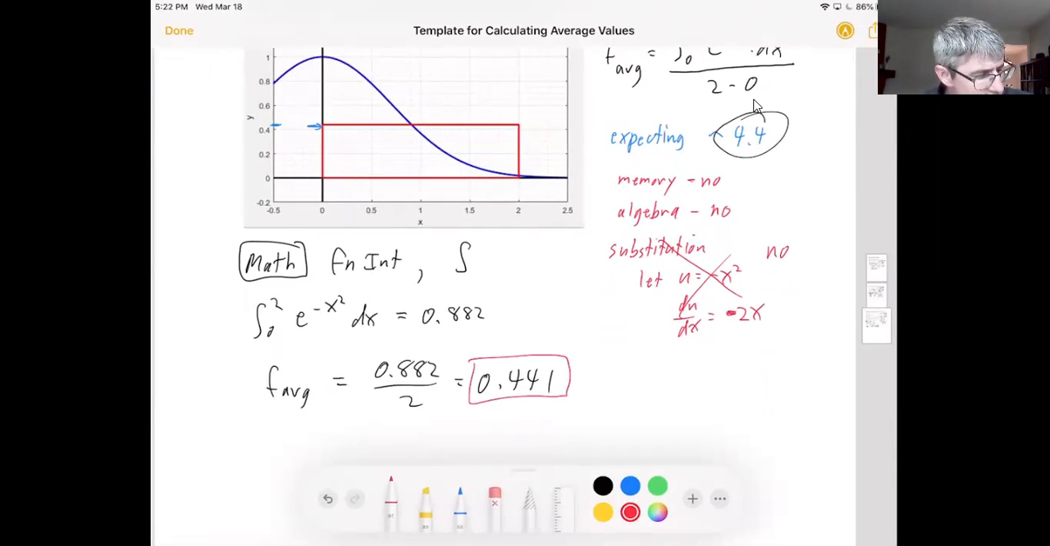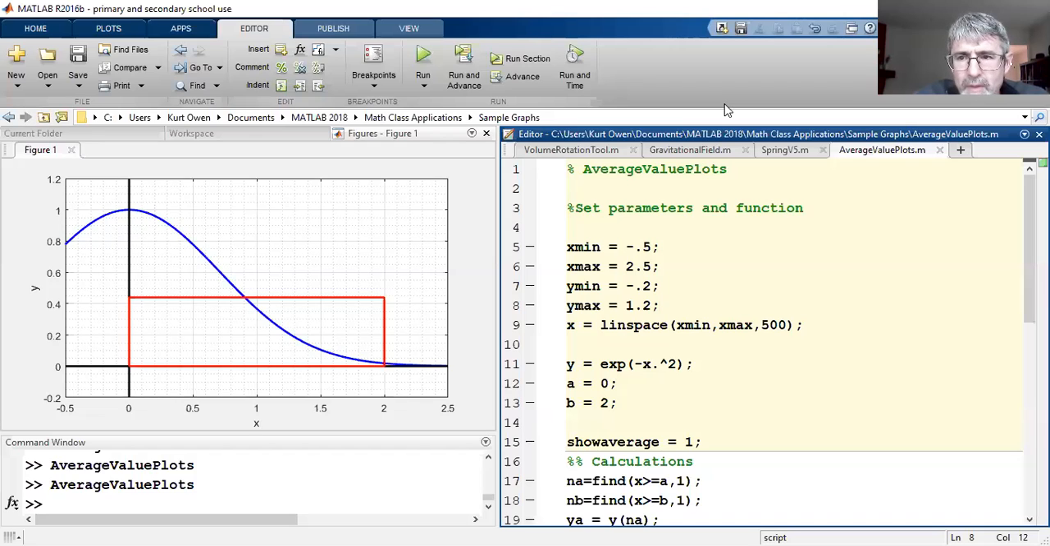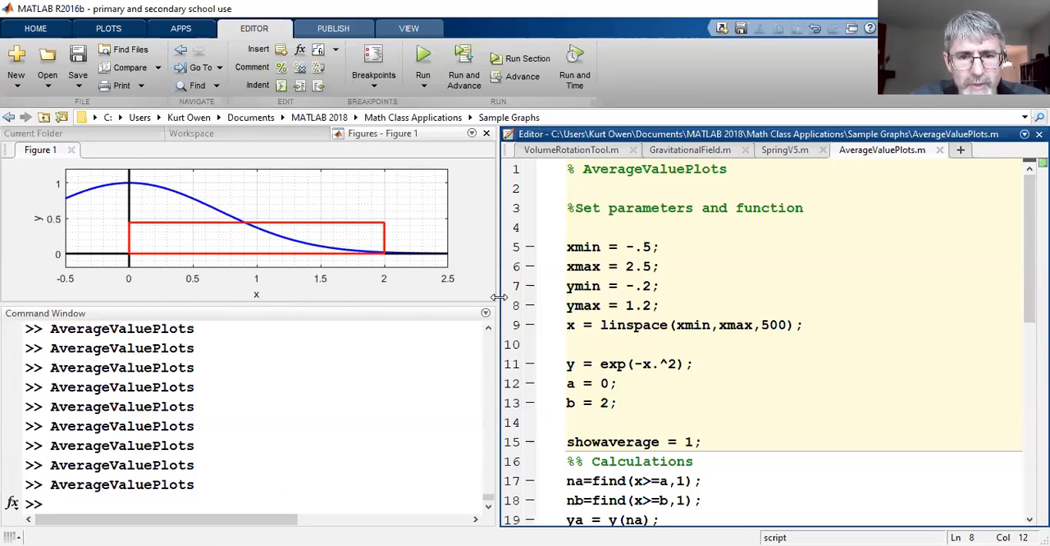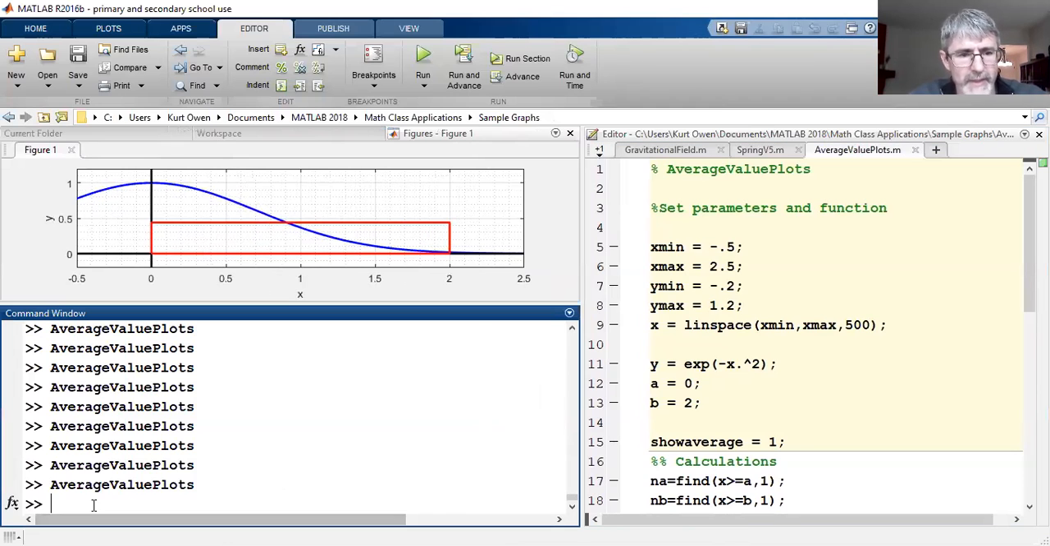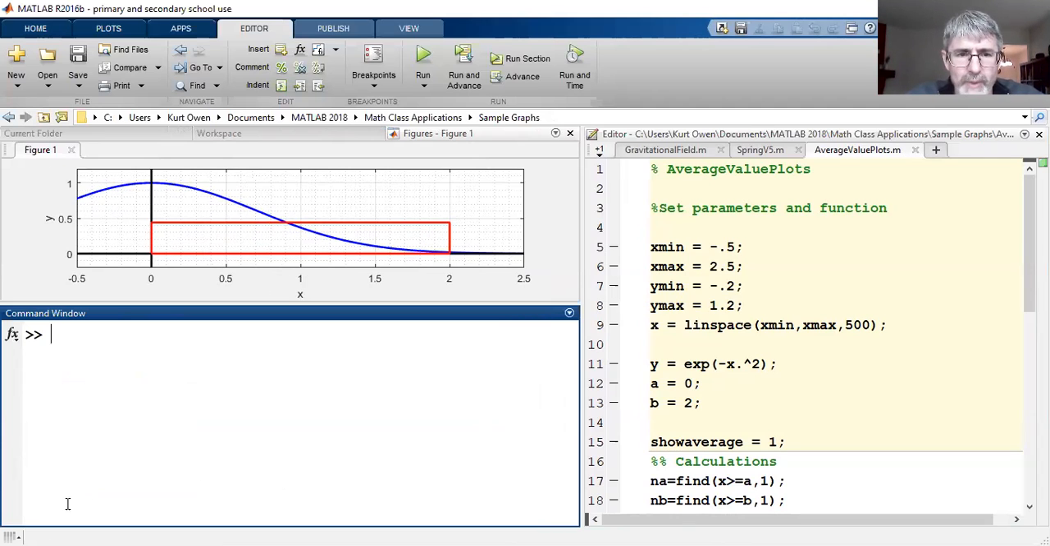Now I'm just going to take a moment to show you how you could have found this using MATLAB. So let me pause the video for just a moment. So now you can see my MATLAB screen. So let me look in the command window here. So let me make the command window nice and large. Let me clear the command window, and let's figure out how we would figure out where the average value line is using MATLAB. So as we said, we need to find the integral from 0 to 2 of the function.